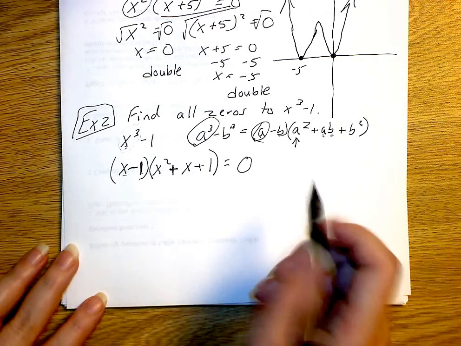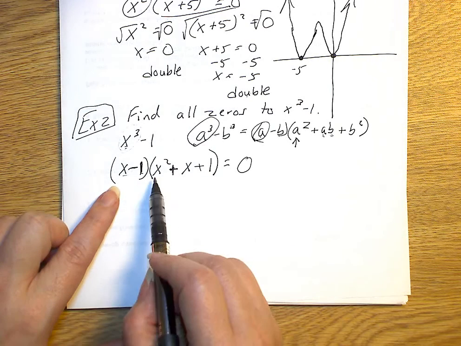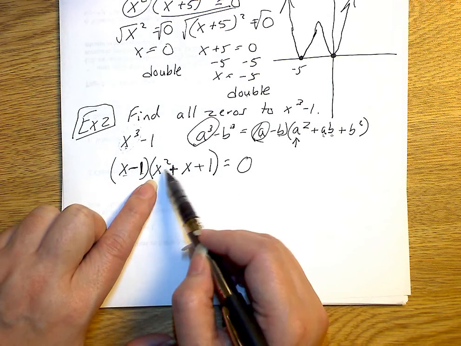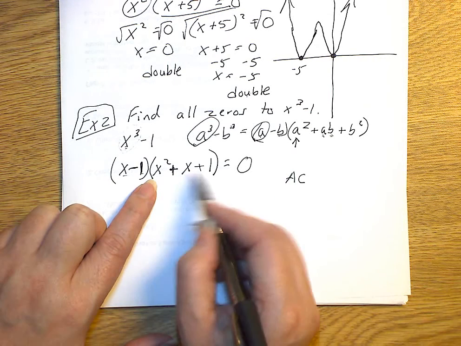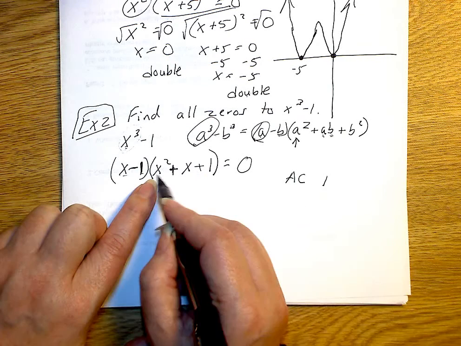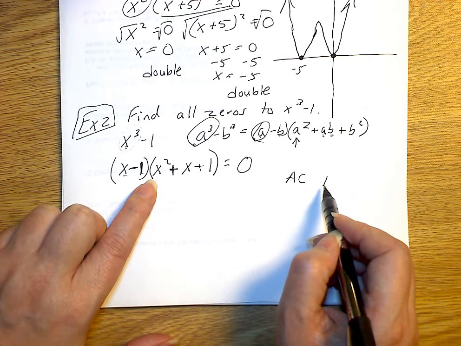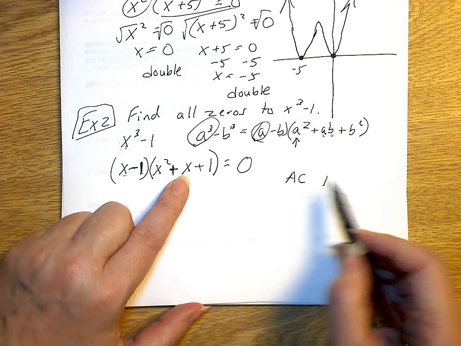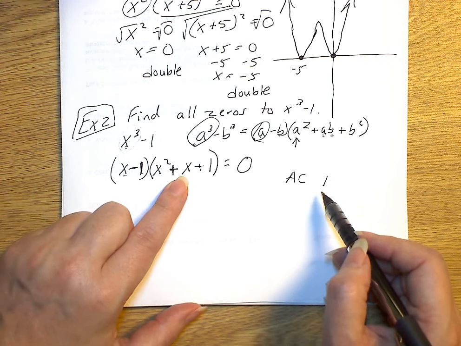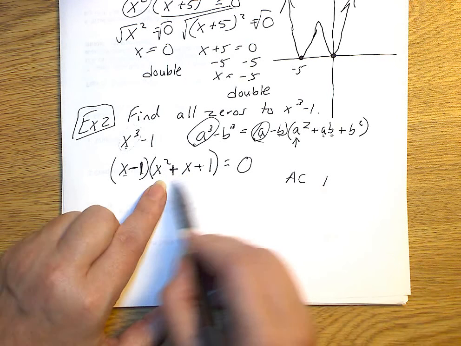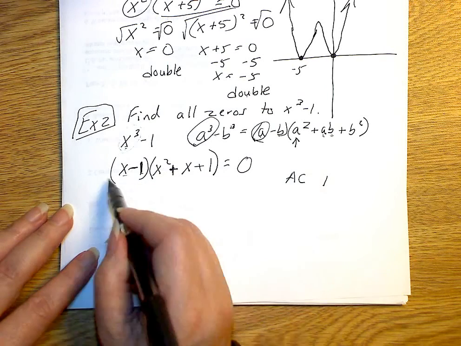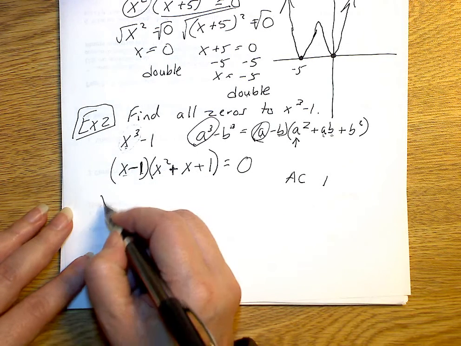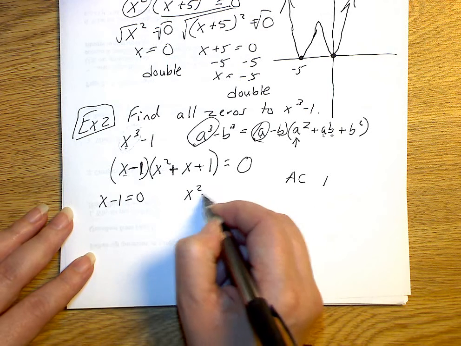Right? So, at this point, we need to figure out, can I factor this more? AC, what does AC equal? AC equals 1. Is there two numbers that when I multiply them together gives me 1, when I add them gives me 1? No. So this cannot be factored anymore. So after I factored it, what's my next step? Set each one to 0. So x minus 1 equals 0, and x squared plus x plus 1 equals 0.